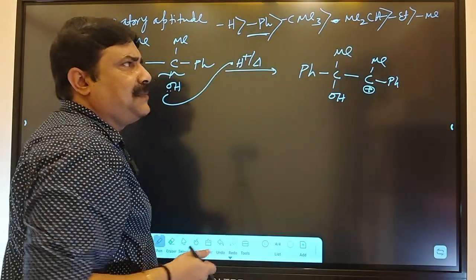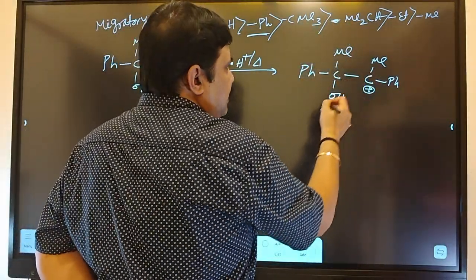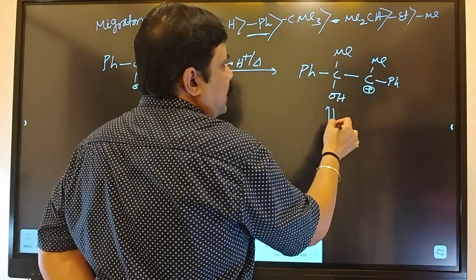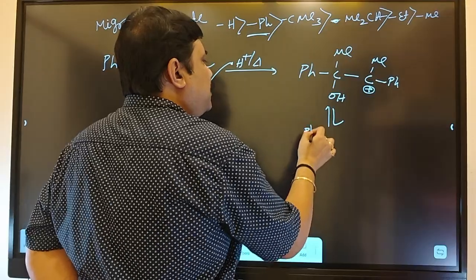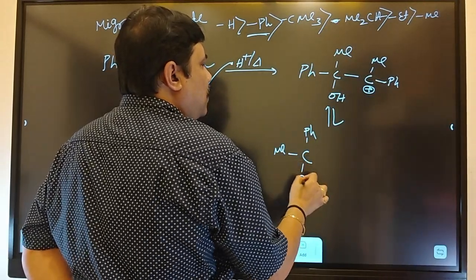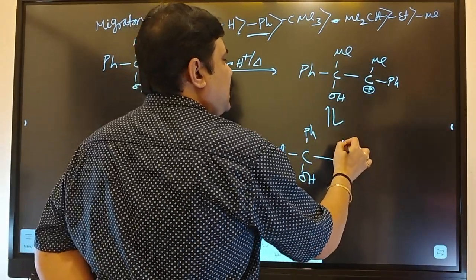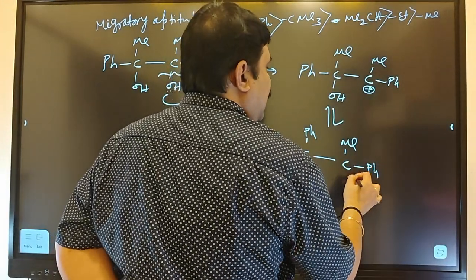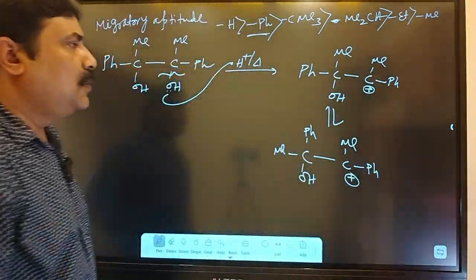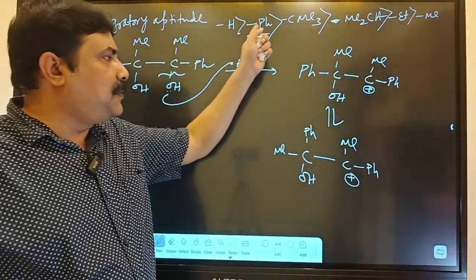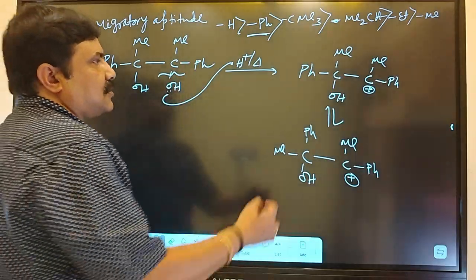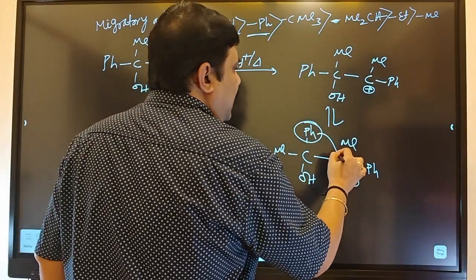They will orient themselves, so ultimately they will come to this configuration where phenyl will be over here and methyl will be over here, and the situation will be like this. Now the phenyl group has a more migratory aptitude than the methyl group. So that's why this phenyl group will migrate.